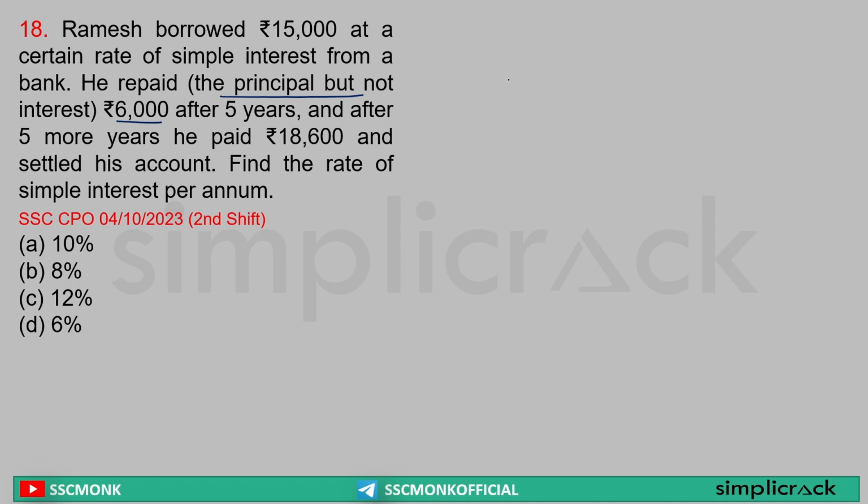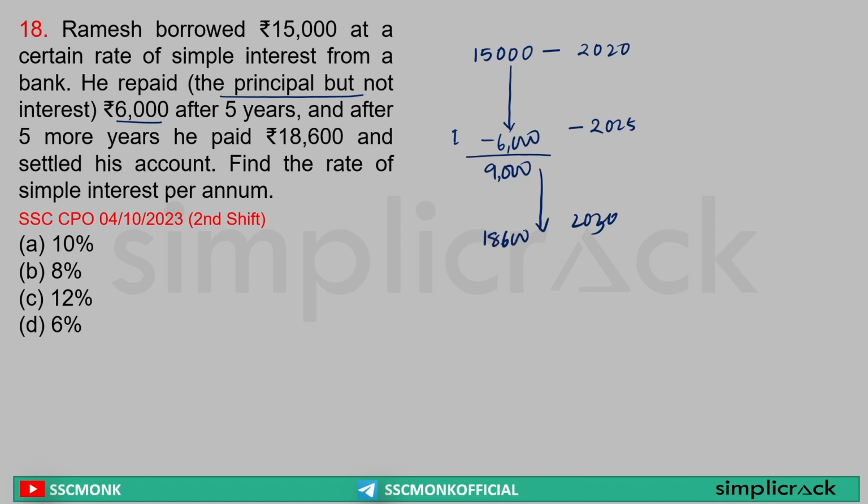Okay. Now, 15,000 was borrowed, let's say, in 2020. Now, from 2020 to 2025, interest was there. But here, Ramesh comes and pays 6,000 rupees. Now, what is my new amount? 9,000. Now, this 9,000 will continue for another 5 years, that is 2030. And in 2030, I will be paying 18,600, the complete amount. Yes or no? Yes. Now one thing is common, sir, the rate of interest is the same here and here.